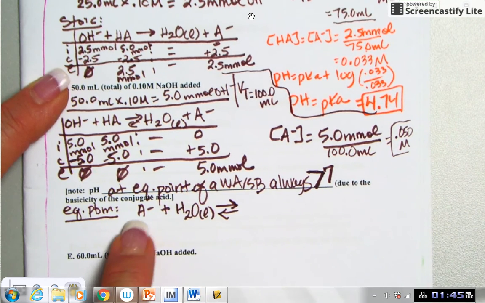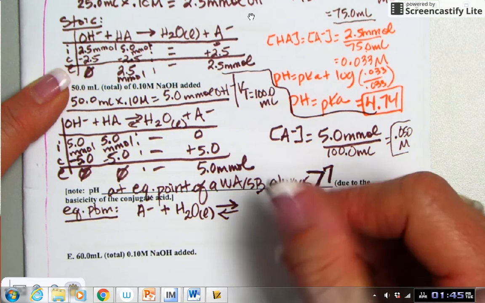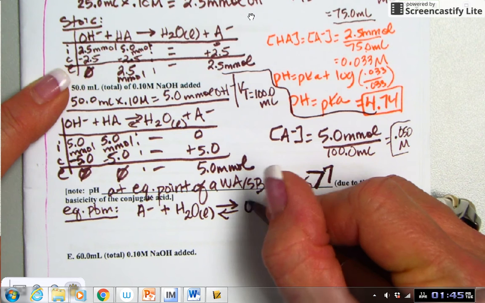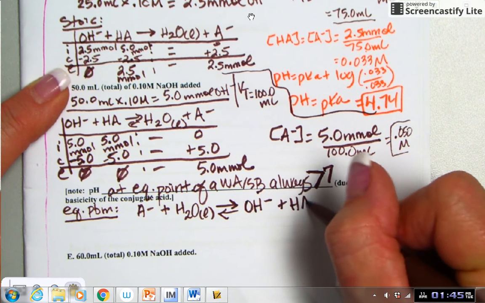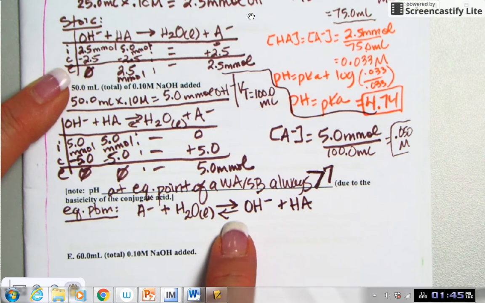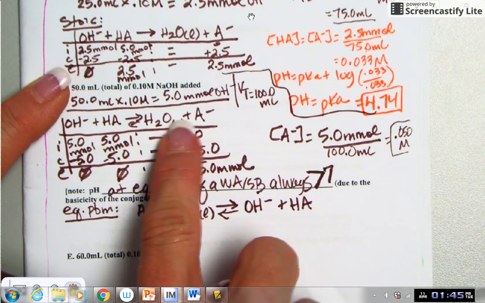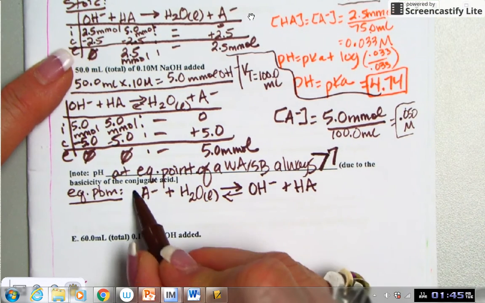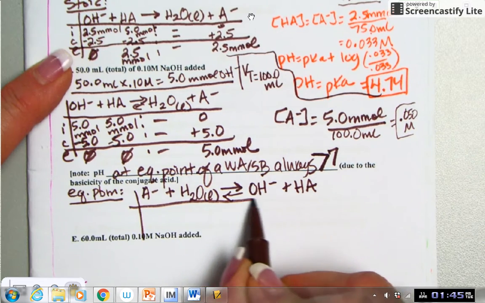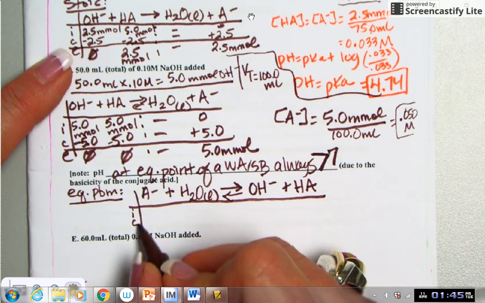Now keep in mind, this is a conjugate base, and bases are proton acceptors. It's going to pull a hydrogen off of the water and leave behind a hydroxide, and it's going to form HA. If you notice, this equation looks exactly like the previous equation, but flipped around. That's always going to be true at this point in our titration. But this is an equilibrium problem, not a stoichiometry problem. So we're going to ICE this.